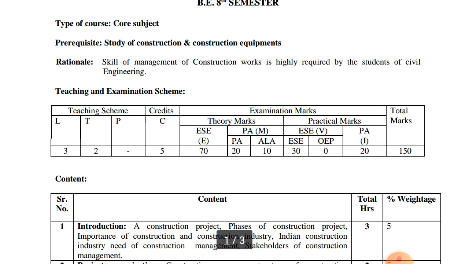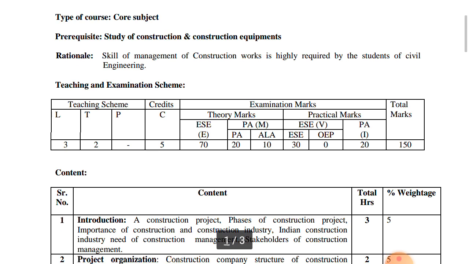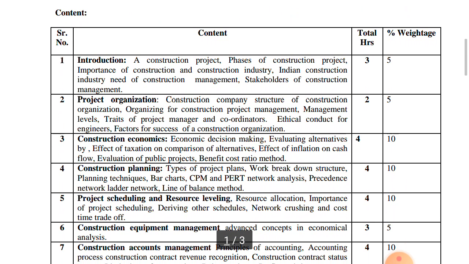Here in the course content, there is a 70 mark theory examination, 30 marks mid-sem exam, and 30 mark Viva examination, and in the 8th semester the Viva examination is an external Viva, and 20 marks as an internal examination. So the total marks is out of 150. Total marks is 150. So let's start the introduction about the course content.